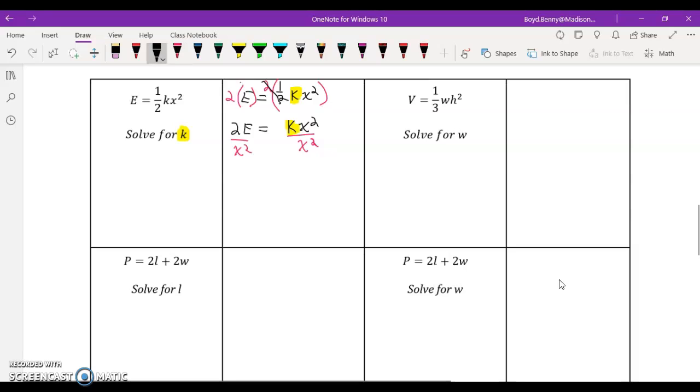And if I can simplify something, I will. Well, x squared divided by x squared, that divides out. So I'm left with k. That's what I was trying to do.